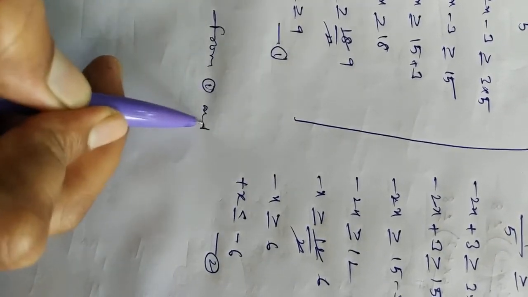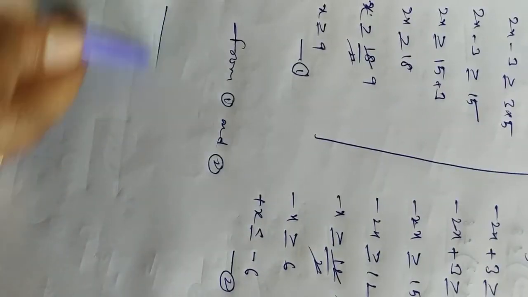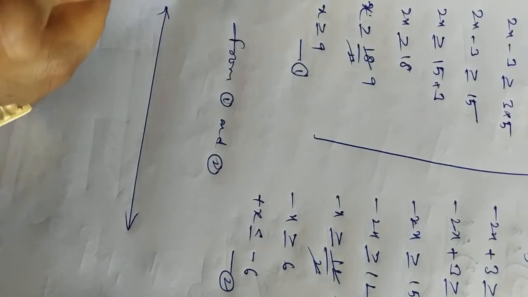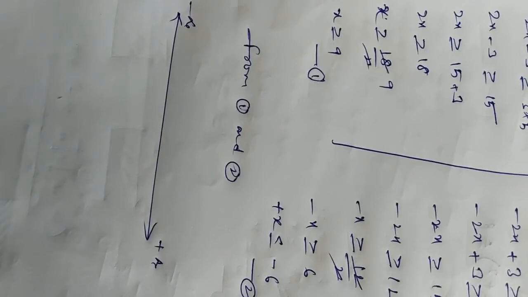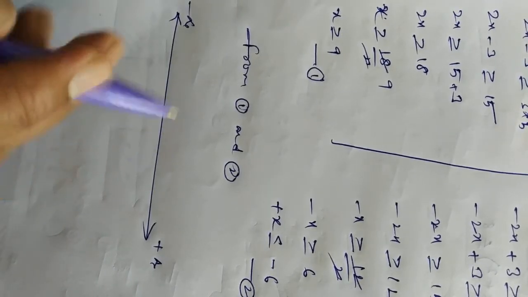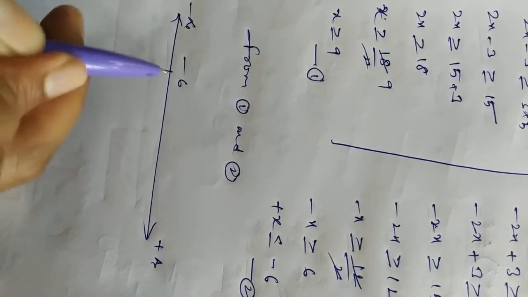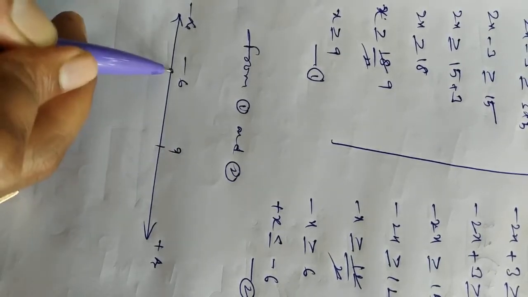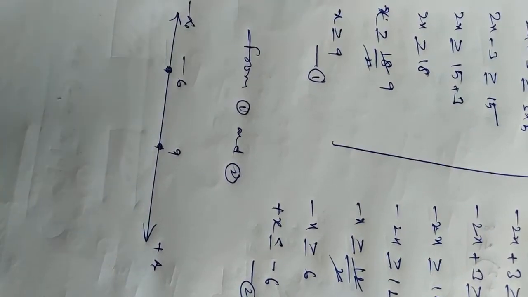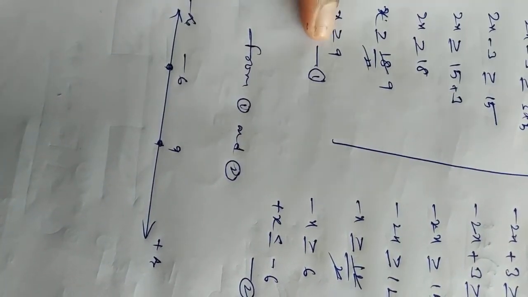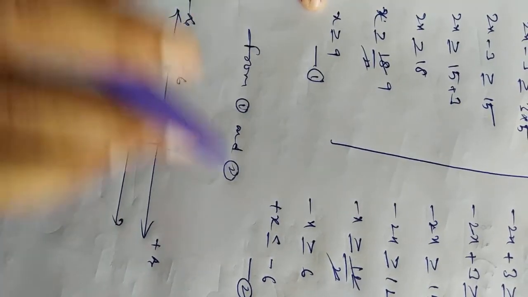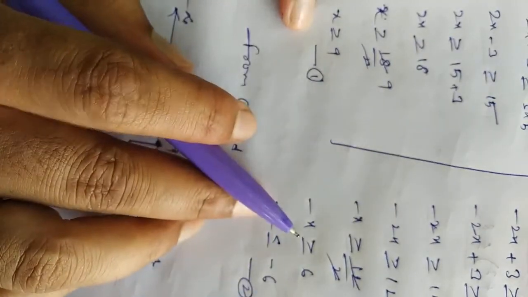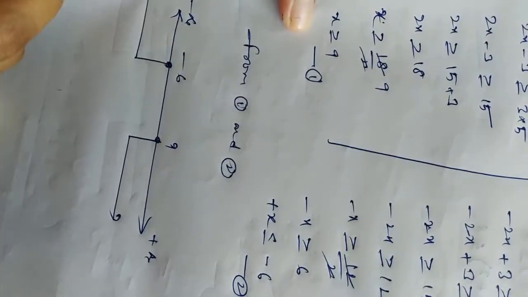From 1 and 2, draw a number line. In this number line, minus infinity, this is plus infinity. Take the x values in ascending order, arranging them in ascending order on the number line. This is minus 6 and this is 9. These two values are included, means the equality symbols are there. So compared to 1, compared to 9, x values are greater values like this, and compared to minus 6, x values are smaller values like this.